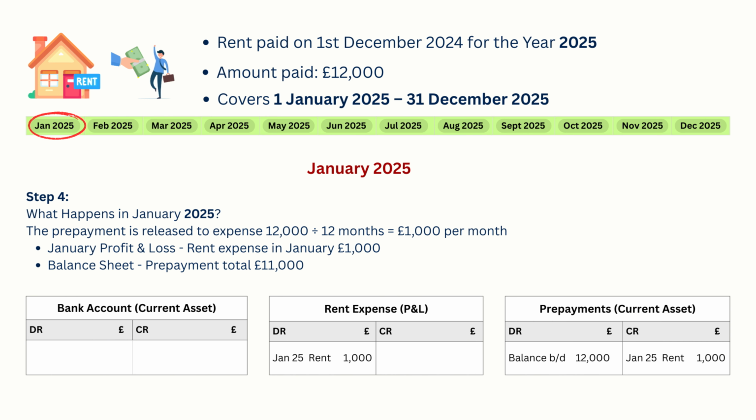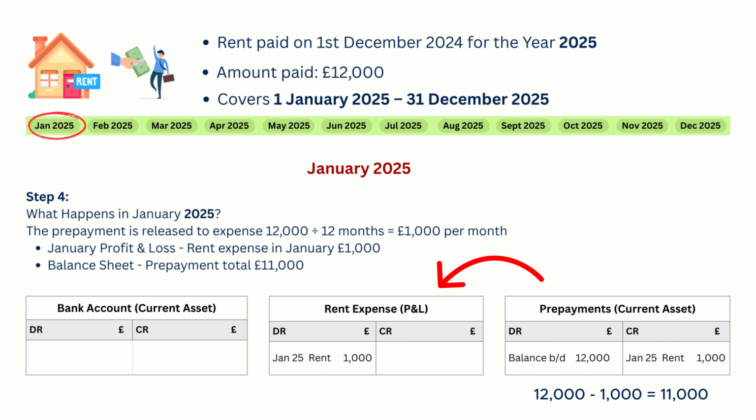Now we move into January 2025. In January, the business uses 1 month of rent. That 1 month costs £1,000. From an accounting point of view, this means 2 things happen. First, in the profit and loss account, we recognise a rent expense of £1,000 because that is the amount of benefit used during January. Second, in the balance sheet, the prepayment is reduced. It started at £12,000 and after using 1 month, it reduces to £11,000. A simple way to think about this is that we are moving £1,000 from the balance sheet into the profit and loss account.